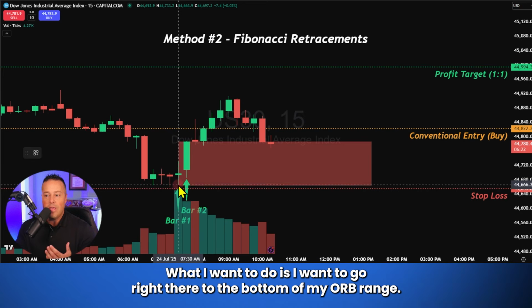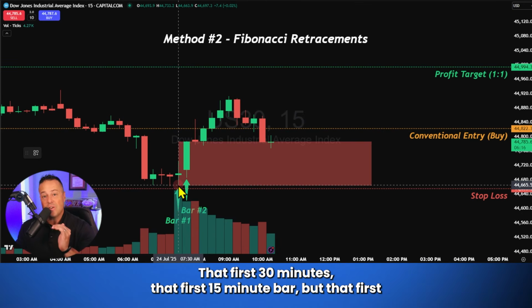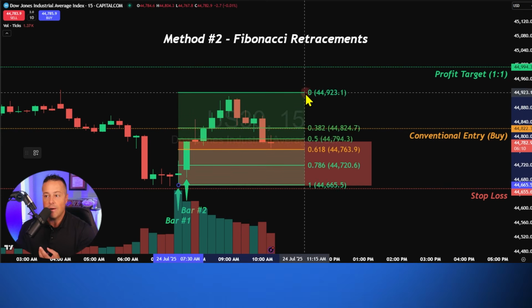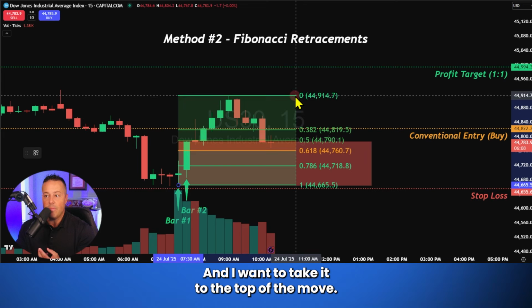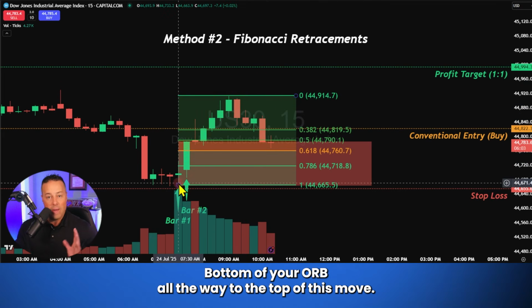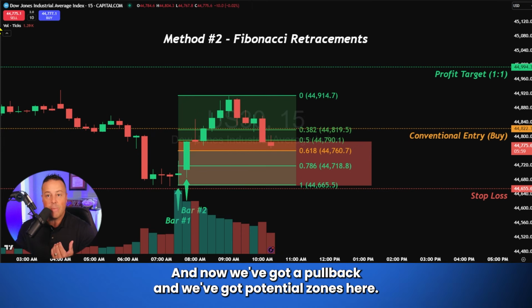What I want to do is go right there to the bottom of my ORB range. In this case, it's going to be the bottom of that first 30 minutes, those 2 bars, bottom of my range, right there. And I want to take it to the top of the move. That's as easy as Fibonacci can really be. Bottom of your ORB, all the way to the top of this move, and now we've got a pullback, and we've got potential zones here.